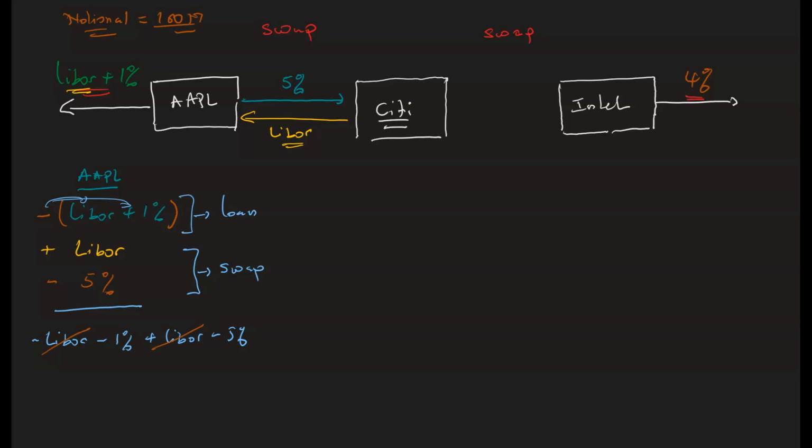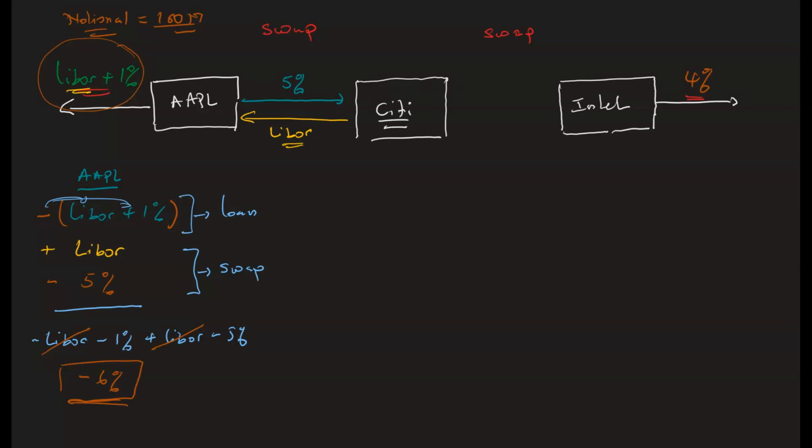And where are we? What are we left with? We're left with a net minus 6%. So Apple was able, by adding the swap agreement, to convert a payment of a variable rate into a 6% fixed rate. That is for Apple.